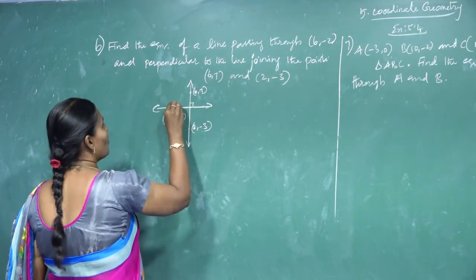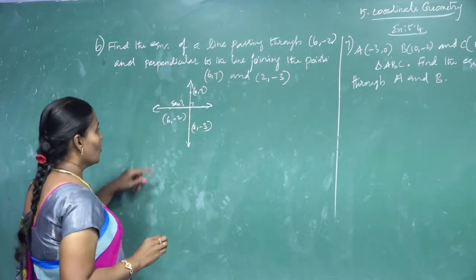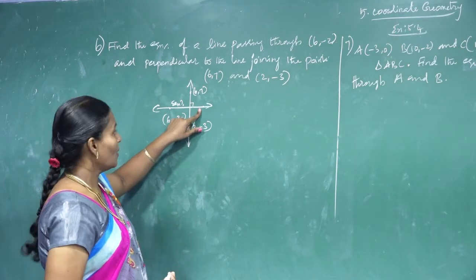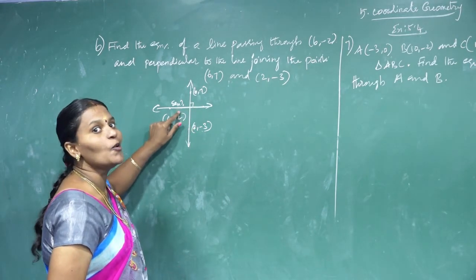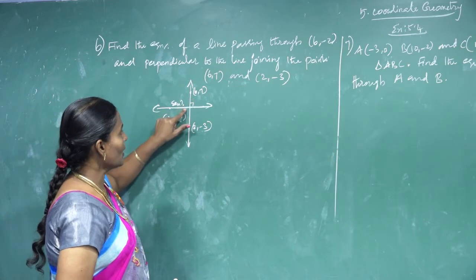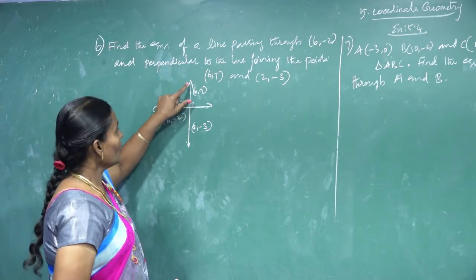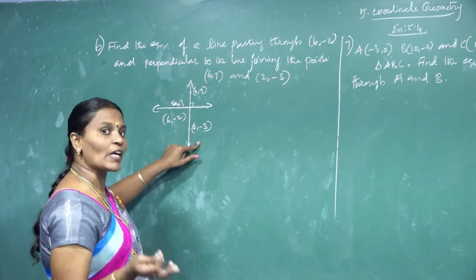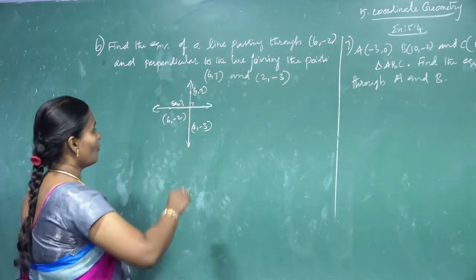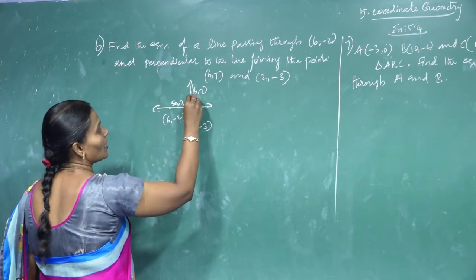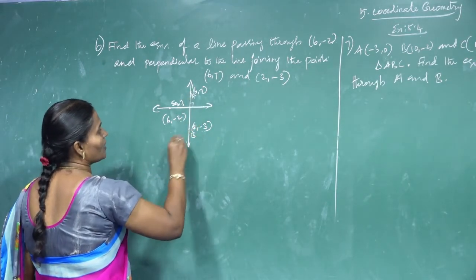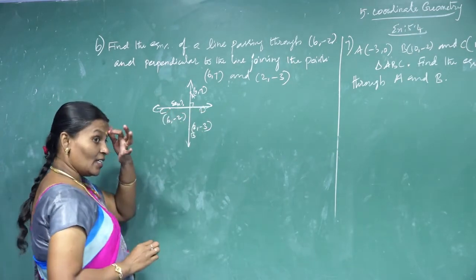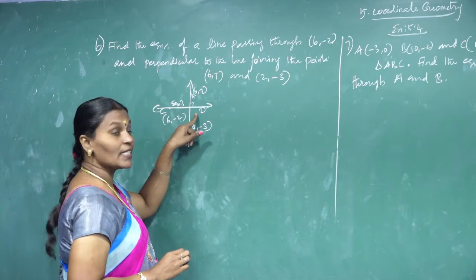So how do you find the equation of this line? You already know one point. You can't find another point, but you can find the slope, because these two lines are perpendicular. In this line there are 2 points, and if 2 points are there, we can find the slope. So first consider these 2 points as A and B, and consider this line as the line CD. We have to find the equation of this line CD.